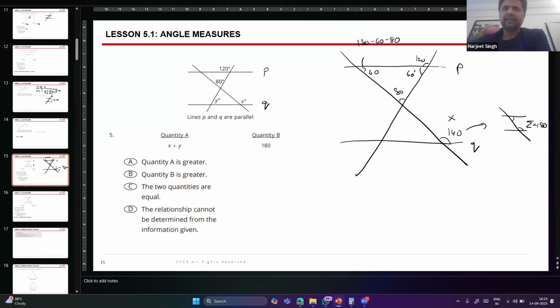So can I say this angle y is equal to 60? And why is that? That's because we have this setup. This is 60. So this also will be 60. Alternate angles are equal in a transversal setup. So y is also 60, which means x plus y is 200. And the answer is A is greater.